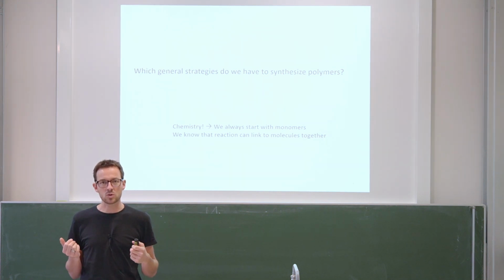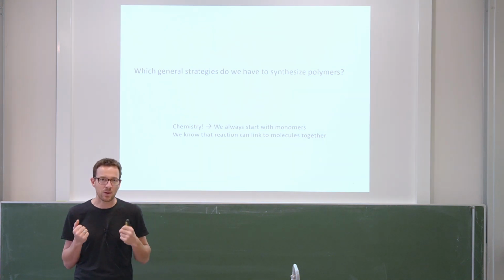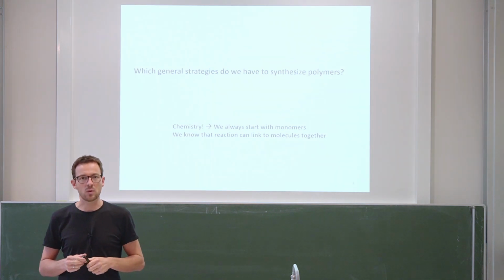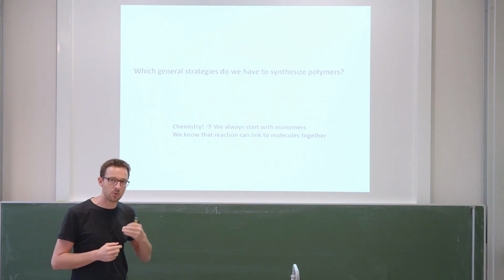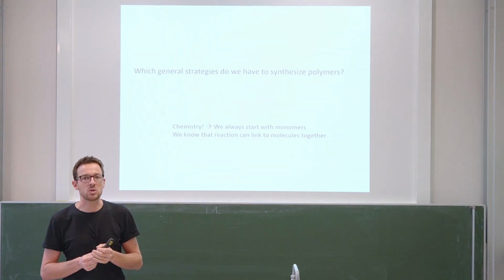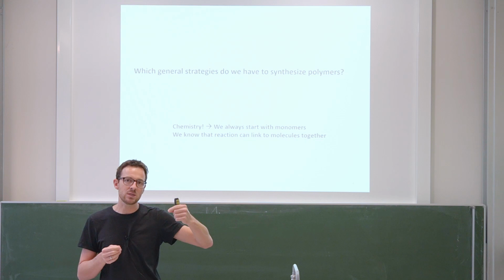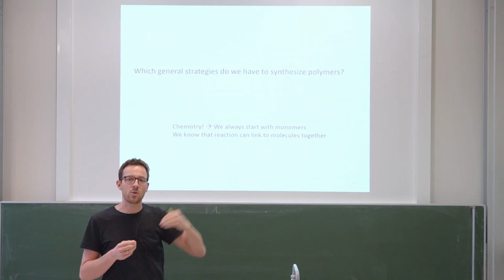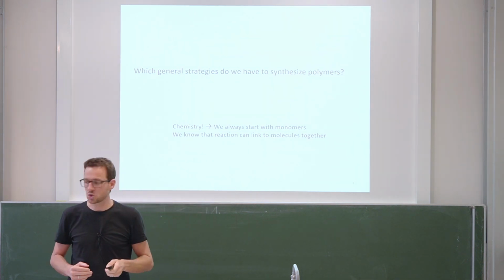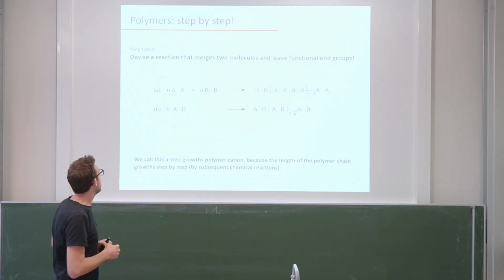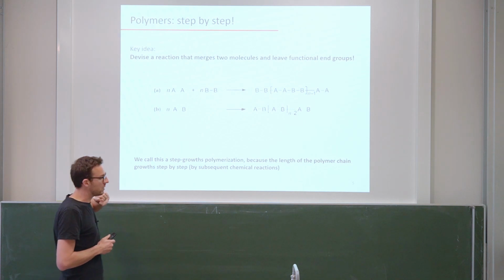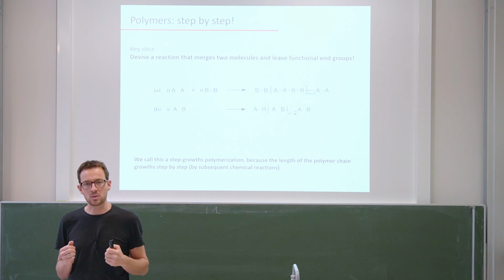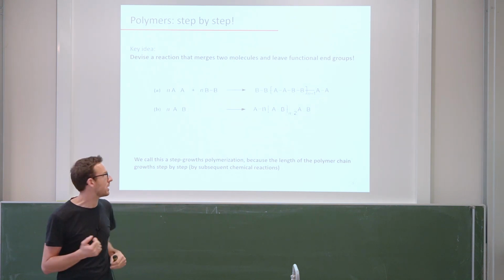There are two approaches. One takes this reaction step by step, hence step growth. This is what we will look into in detail today. The other type of reaction is a chain growth polymerization, where we start with one active species that very quickly propagates and adds one monomer after another to instantly form a long chain. But today we want to take the slow approach, if you want, and devise a chemical reaction that really adds a monomer one step at a time.